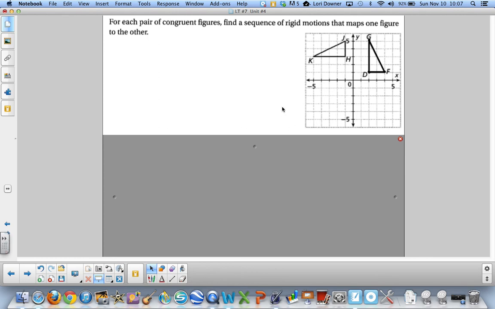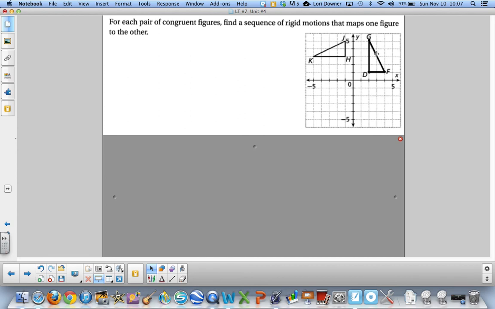I would like you to graph these points, D, G, F, H, J, K. See if you can come up with a sequence of rigid motions that will map this triangle onto this one. Press play when you are finished doing that.